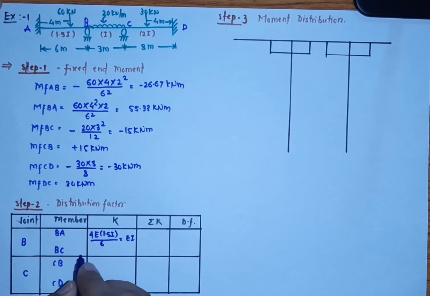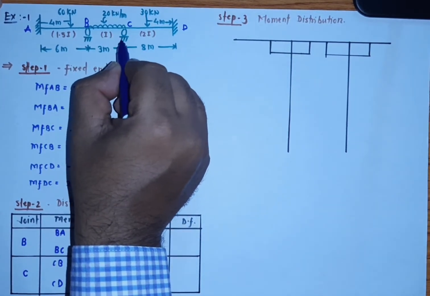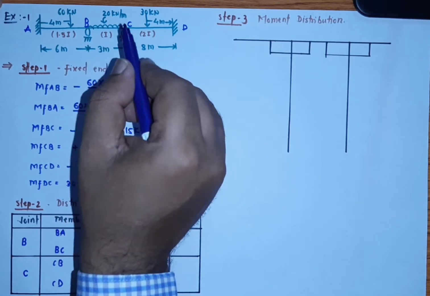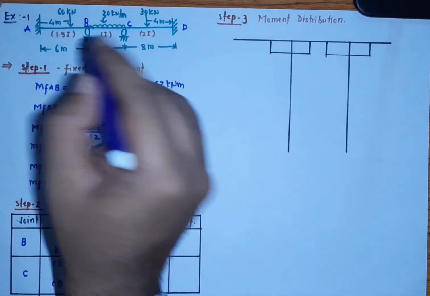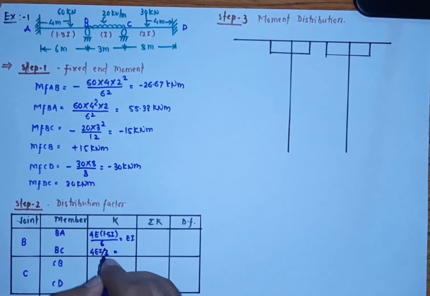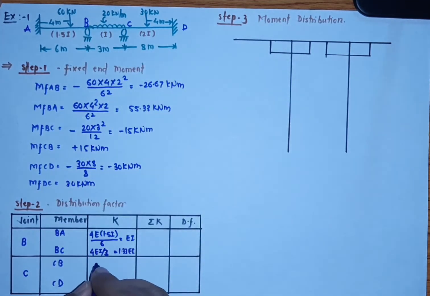Same as it is for BC. For BC, C is a roller, but in a continuous beam, always remember that intermediate supports are fixed. That's why it will be 4EI by L. I is I, therefore it is 4EI by L, and L is 3 meter. The final answer is 1.33EI. Same as it is for CB, it will be the same, that is 1.33EI.